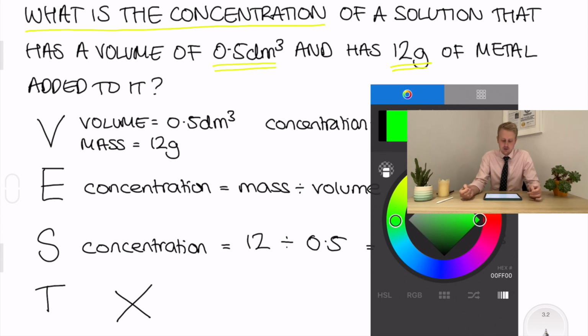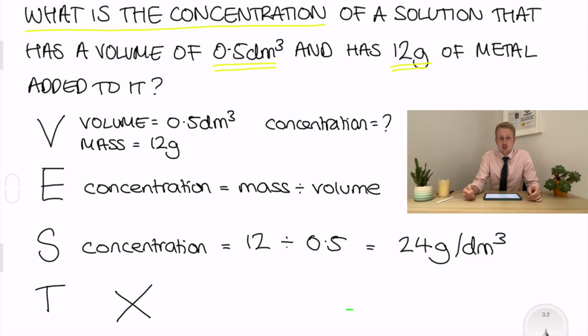Now, where are the marks? Number 1 mark here is actually in your substitute phase, always is, for putting the numbers into the equation correctly. Then you get another one for your number answer, which was 24, another one for your unit, which is grams per decimeter cubed. 3 possible marks for this question.